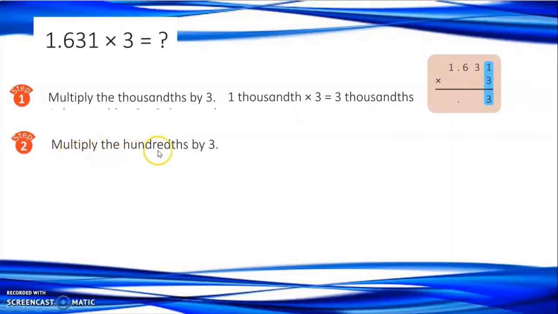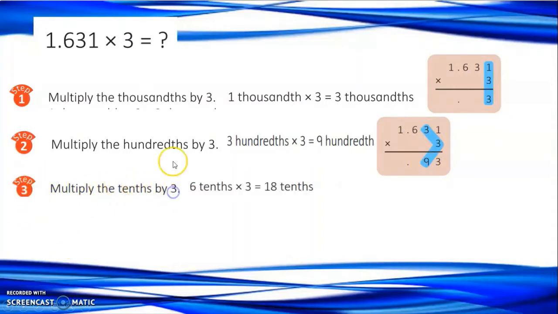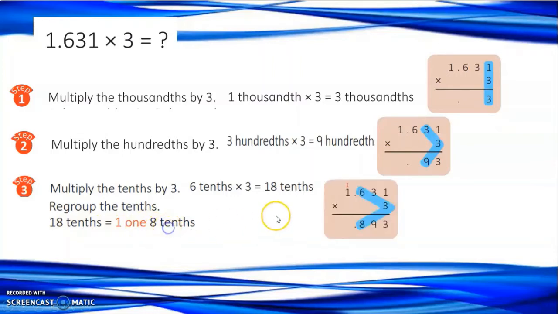Step 2, multiply the hundredths by 3. So 3 hundredths times 3 is 9. So 3 times 3 equals 9. Step 3, multiply the tenths by 3. We have 6 tenths. Multiply by 3, we have 18. Take note, 18 tenths. Regroup the tenths. So the 18 tenths will be 1 and 8 tenths. So here, 1 up and 8 down.